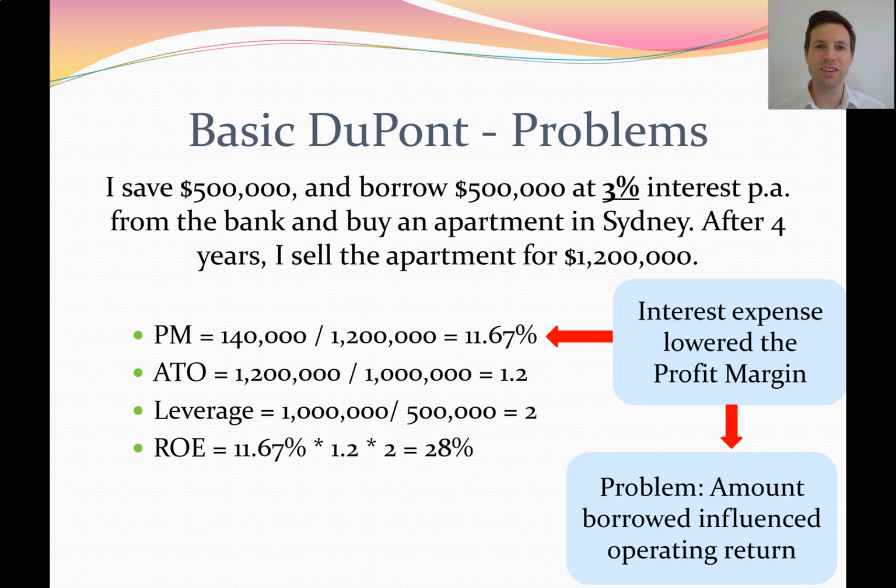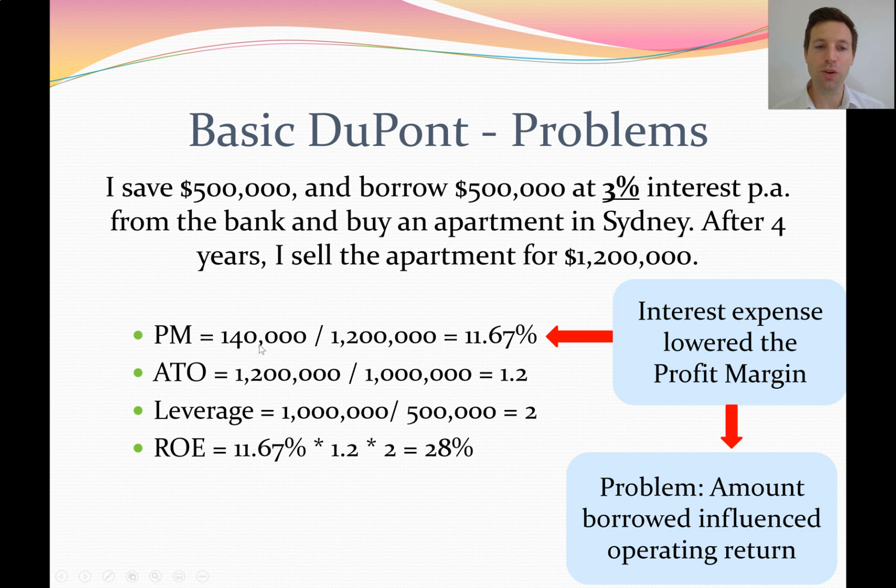So let's start looking at some of the problems of Dupont analysis. I'm going to stick with my transaction where I'm buying an apartment in Sydney for $1 million and selling it for $1.2 million. This time I save $500,000 myself and I go to the bank and borrow $500,000 at 3% interest. When I recalculate my Dupont analysis and my return on equity, we'll see there's a few changes.